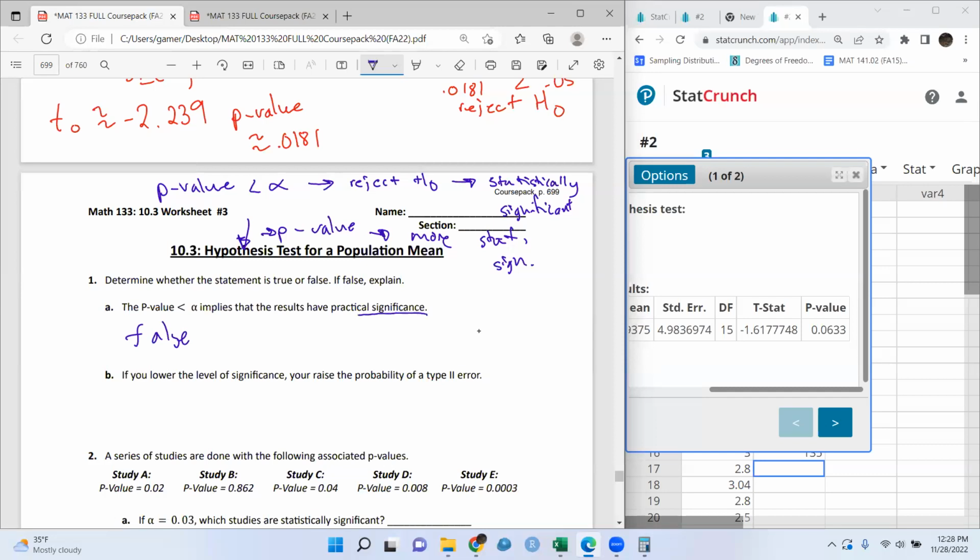Practical significance has to be determined by how much of a difference there is, or how much lower or higher the results are. And that depends on context. Like if you're talking about reducing death rates, reducing 1 death to me is practically significant, right? Saving 1 life has practical significance.